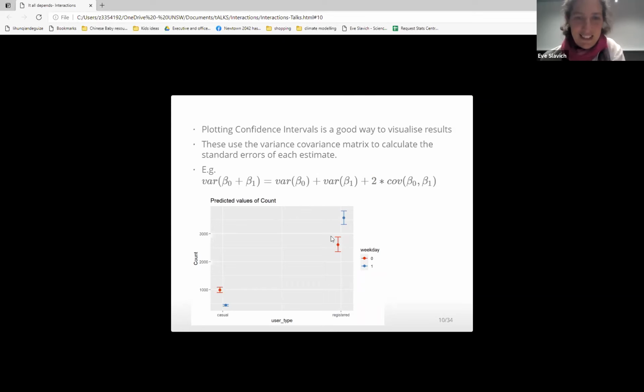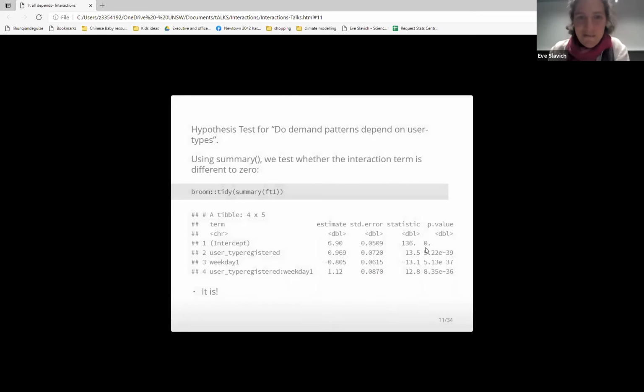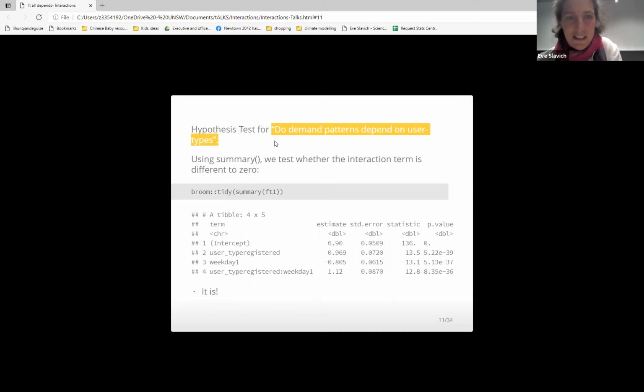And here you can see definitely looking like that interaction was significant. And if we used summary to have a look at the significance of each term, you can see that the interaction was significantly different to 0. It's got a very small p-value. So that's if you wanted to do a hypothesis test for do demand patterns depend on user types.